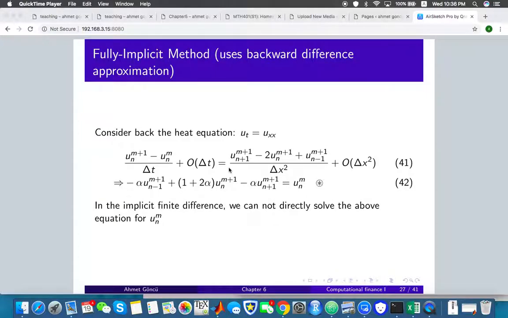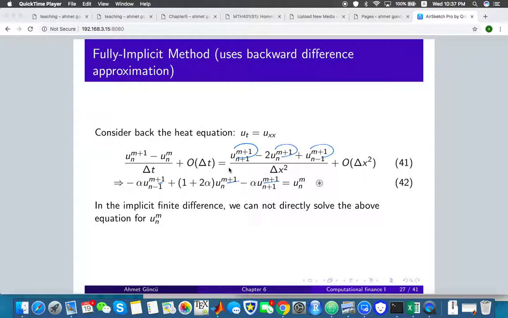Okay, now let's talk about the fully implicit method. You can notice that if you compare with the explicit method in our previous slides, the difference here is we are actually evaluating the right hand side at the next time step m plus 1 instead of m. Because if we put m here, then we are directly going forward in time. But in this case, since the right hand side includes the terms with time step m plus 1, we cannot get the value of the next time step explicitly.